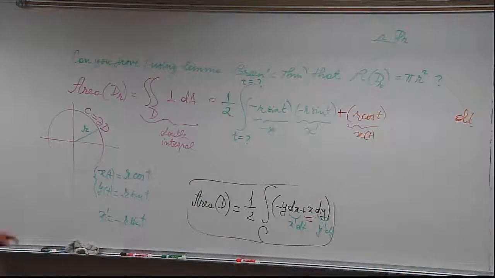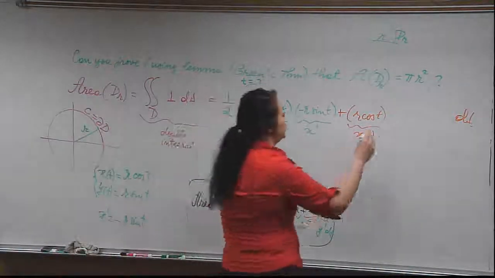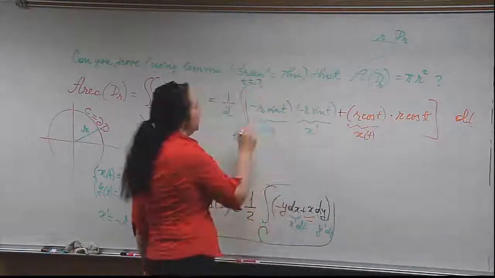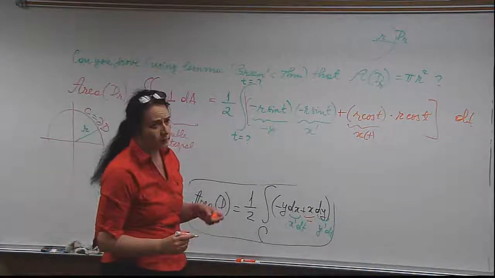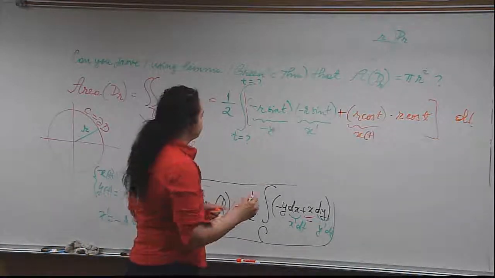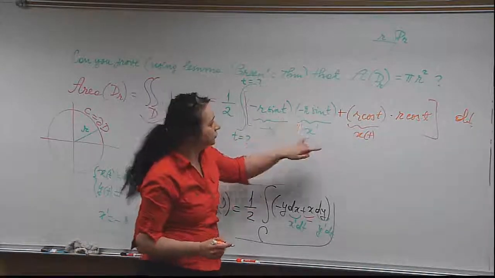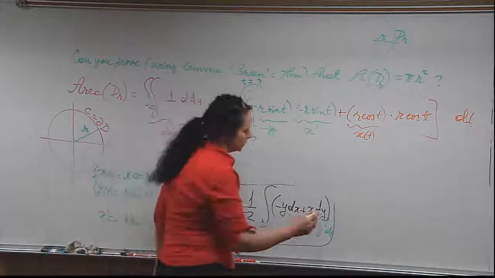Times dy, which is r cosine t. So it suddenly became beautiful. It looks ugly at first, but now it became beautiful. Why? How come it became beautiful? Because you got sine squared plus cosine squared. Because I got a plus, if you pay attention, sine squared plus cosine squared. So what is sine squared plus cosine squared?